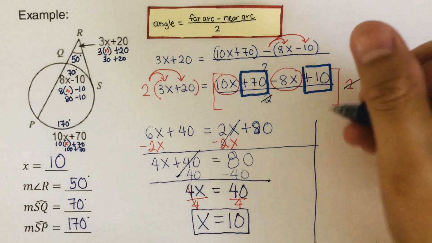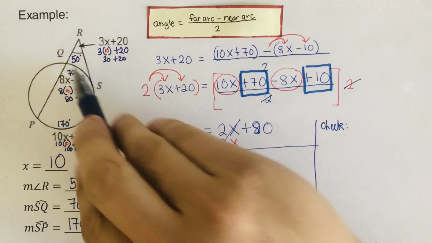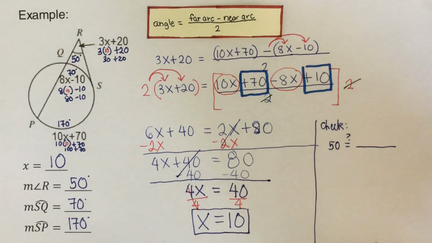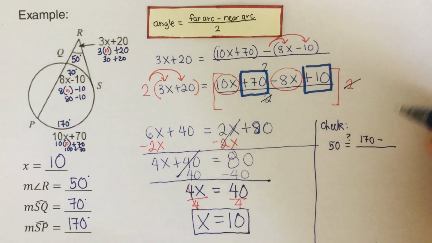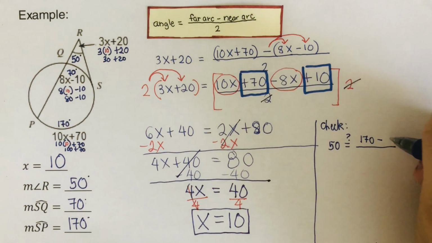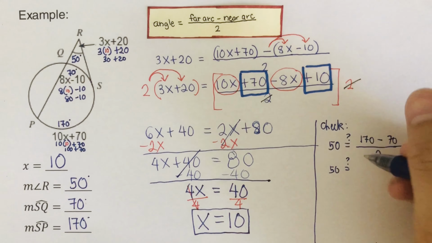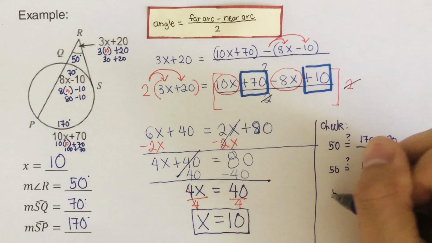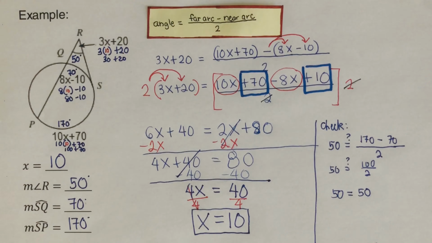Now let's check if this would work, because you see all of them are in expression form. So it is imperative that we check to see if they are really equal to each other. Our angle is 50, and we are not sure yet if they're going to come out equal. The far arc that we got is 170, minus the near arc of 70, and that is over 2. So is 50 equal to 170 minus 70, which is 100, divided by 2? So then we go ahead and say 50 is actually equal to 50. So they are just the same.